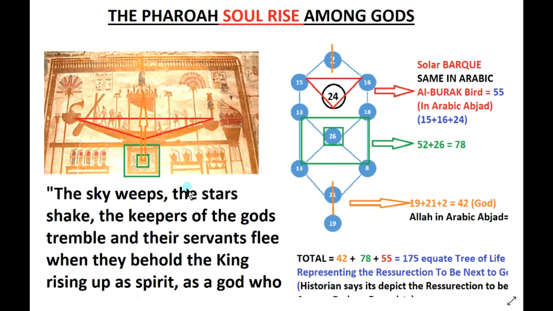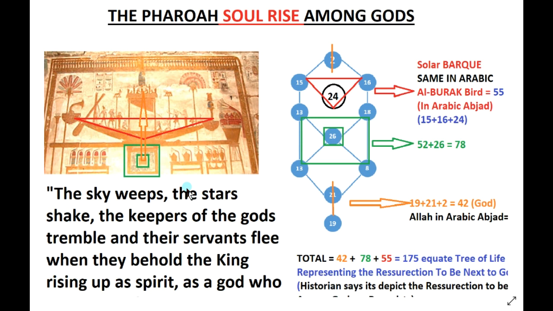That is 42. So what you have here is another way of depicting the resurrection of the Pharaoh all the way up from earth to what? To heaven. Using what? The Baruch, the ship, the solar Baruch they call it, that took him all the way to God. So now you start to see what these boxes are all about.